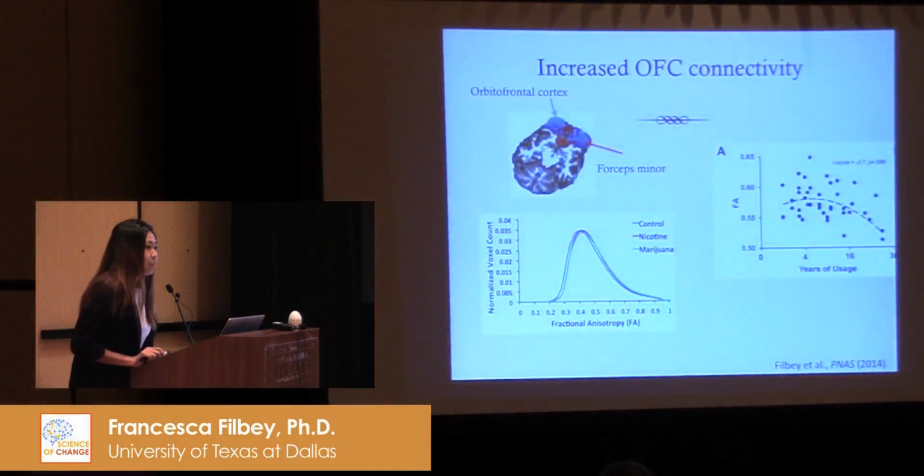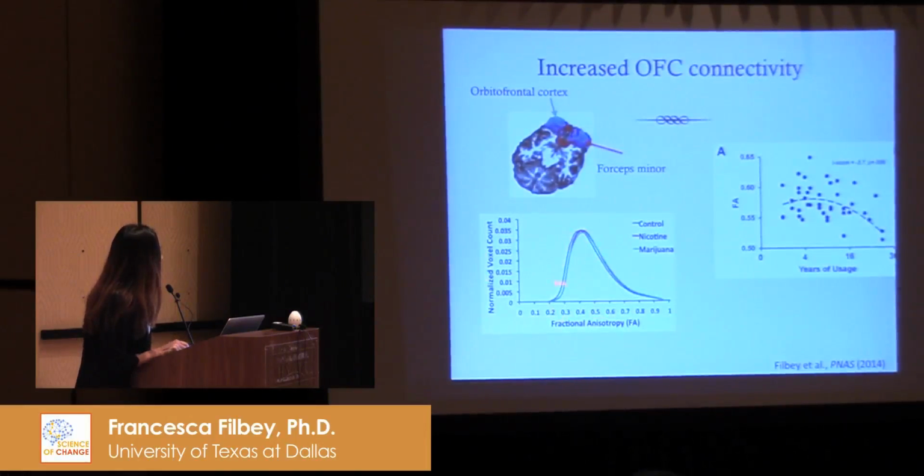And when we did that, we found that unlike the reduced volumes, there was increased connectivity. What I mean by that is when we looked at the white matter that connects the two areas of the orbital frontal cortex called the forceps minor, what we found was that the integrity of that white matter tract was actually greater or higher for the chronic users relative to controls, which really surprised us because for other substance abusers, this is not typically the case.